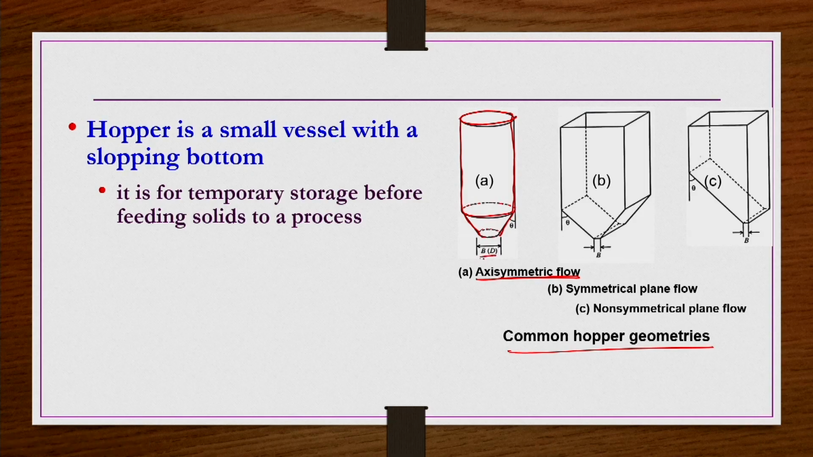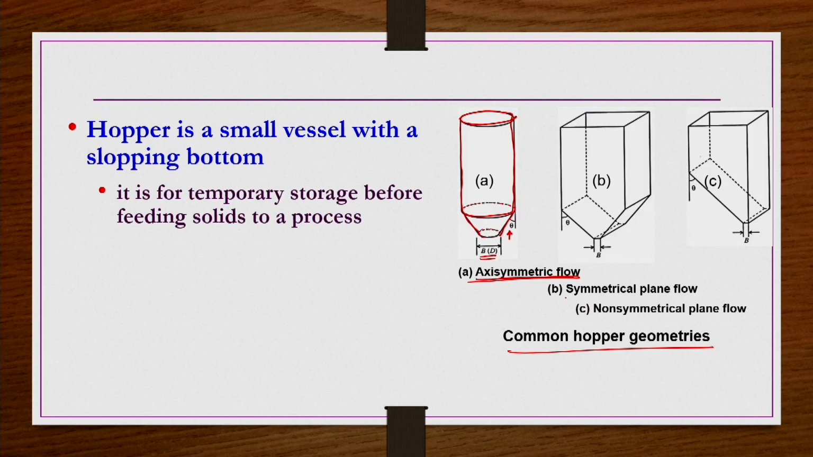This opening is B, and this angle is theta, which is the same on either side. And if you look, the flow is symmetric. Whatever solids flow out will be more or less symmetric. In cylindrical coordinates, the shape is cylindrical, so we call it symmetric flow. We are going to see the details again.